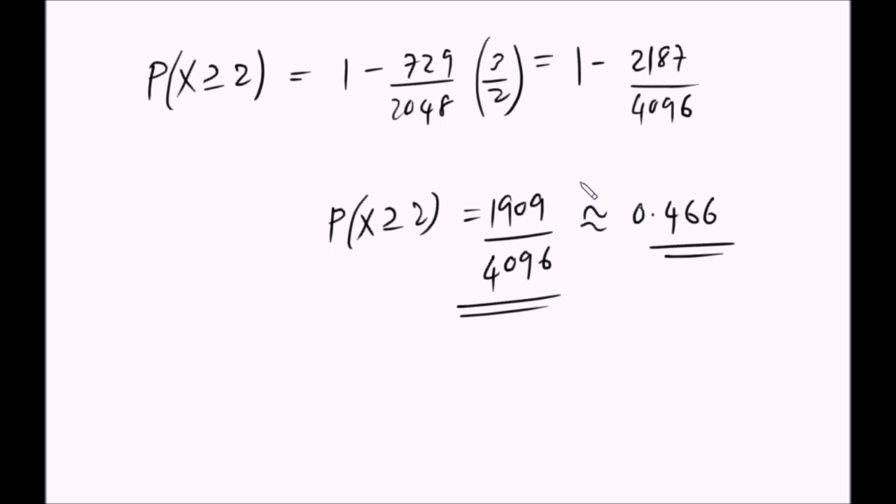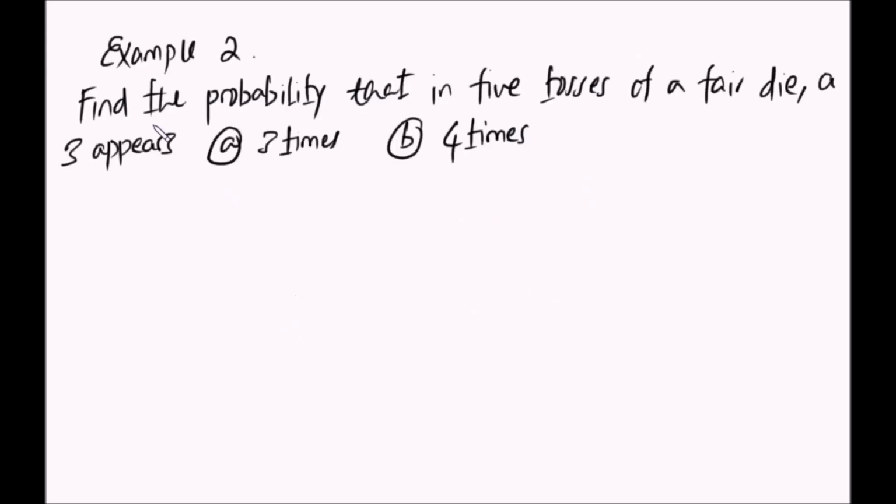Let's see example 2. So example 2 ni hii anasema find the probability that in 5 tosses of a fair die a 3 appears. So a 3 to appear when you toss a die once ni 1/6 probability yake. So a 3 to not appear ni 1 minus 1/6 ambayo ni 5/6. So you toss the die 5 times. Remember the probability of getting a 3 every time you toss a die is always 1/6. And the number of trials is fixed.